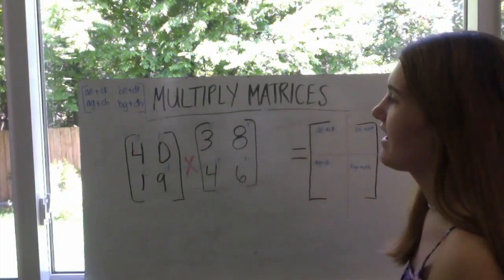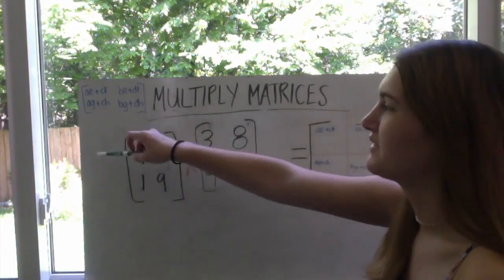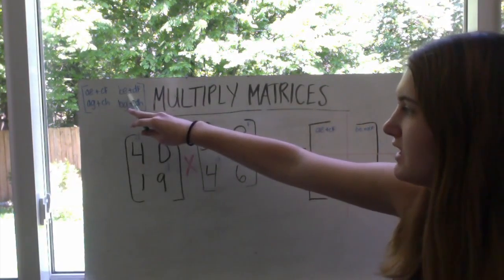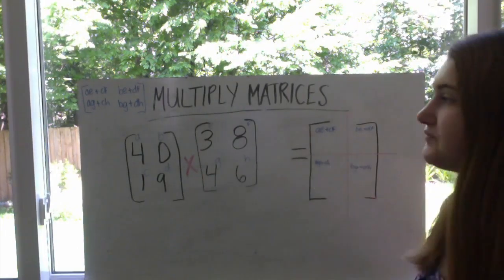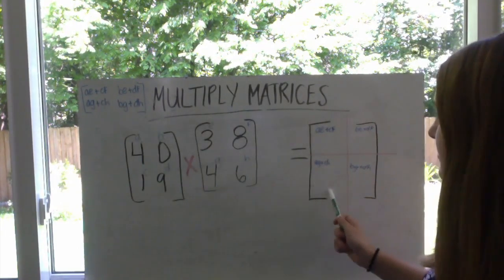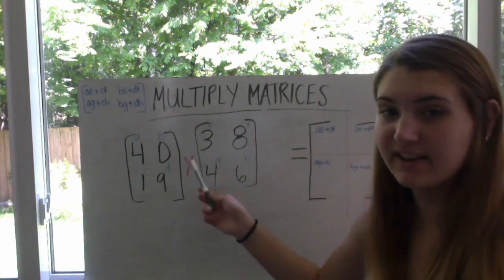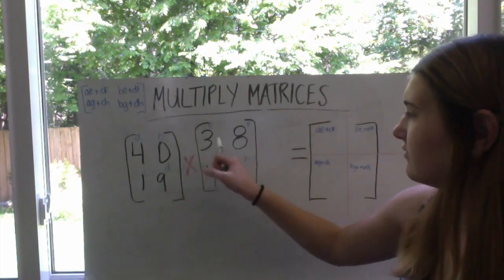Multiply matrices. If you look at your section preview, we were given this equation, which says AE plus CF will give you this number here, BE plus DF will give you this number here, AG plus CH will give you this number down here, and lastly, BG plus DH will give you this number here. I labeled the numbers we were given A, B, C, D, E, F, G, H.